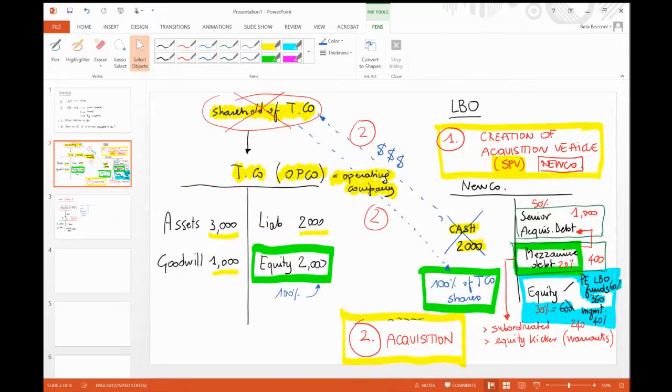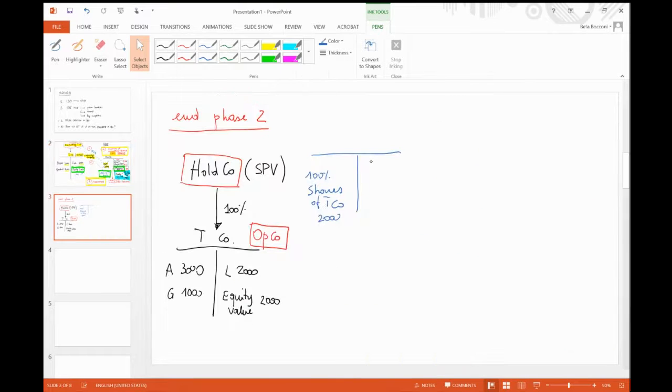So we have the senior debt that we have used for the acquisition, 1,000. We have the mezz, which is 400. And then we have our equity of 600. And this is the holdco.